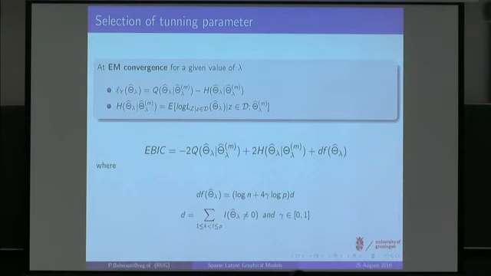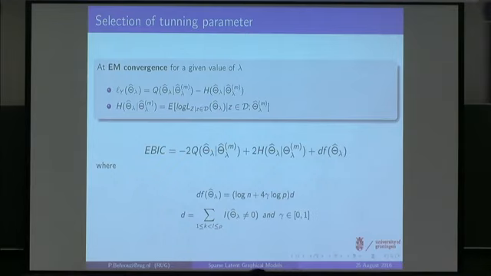So we already have the Q function. Actually, we have a penalized Q function, but here we use a Q function. We took the penalty out, and then we can also calculate, at the EM convergence, the H function. And the H function is simply the expectation of the conditional log likelihood.